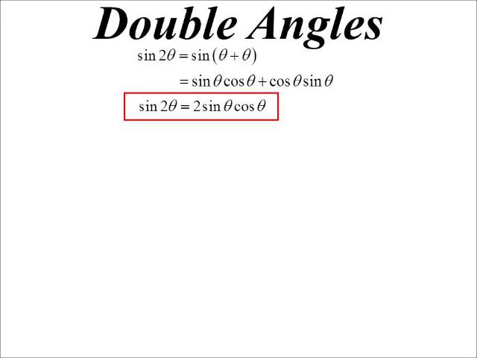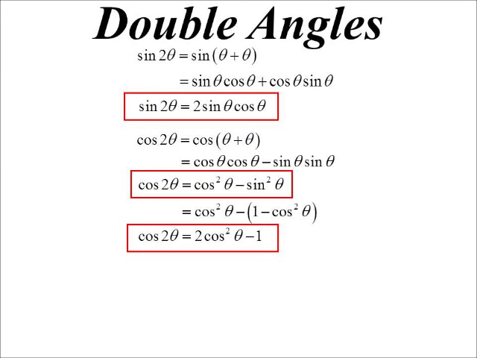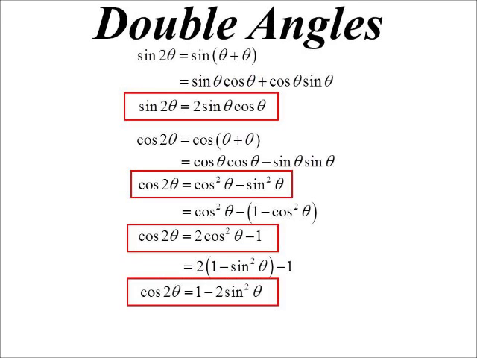Cos is a little bit more interesting. You get cos theta plus theta, so we get cos cos minus sine sine. So that's cos squared minus sine squared. But we could rewrite that because I want it all in terms of coses. So sine squared I could change to 1 minus cos squared. Then tidying that up, I get 2 cos squared theta minus 1. However, if I want it all in terms of sine squared, I could change the cos squared to 1 minus sine squared, and we get 1 minus 2 sine squared.